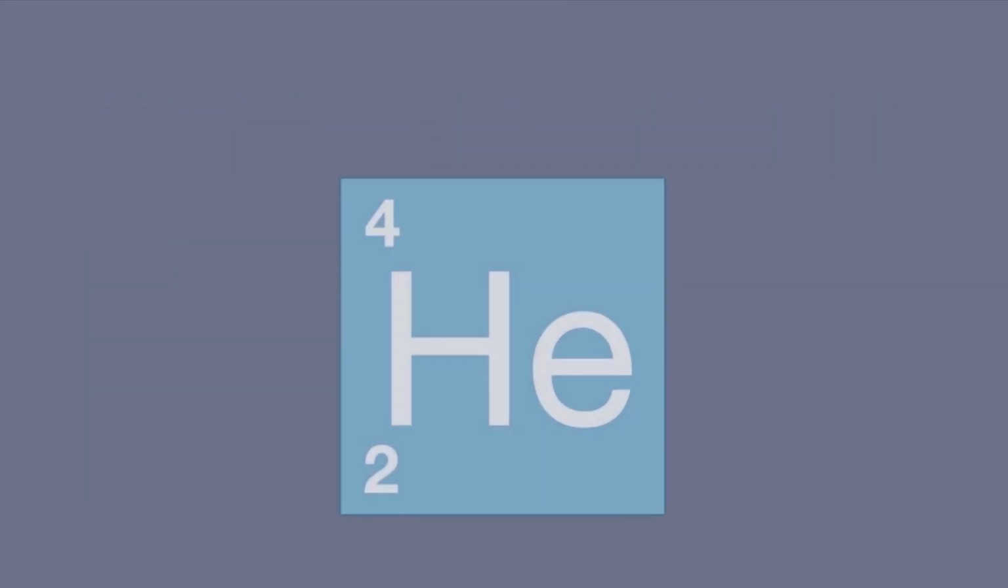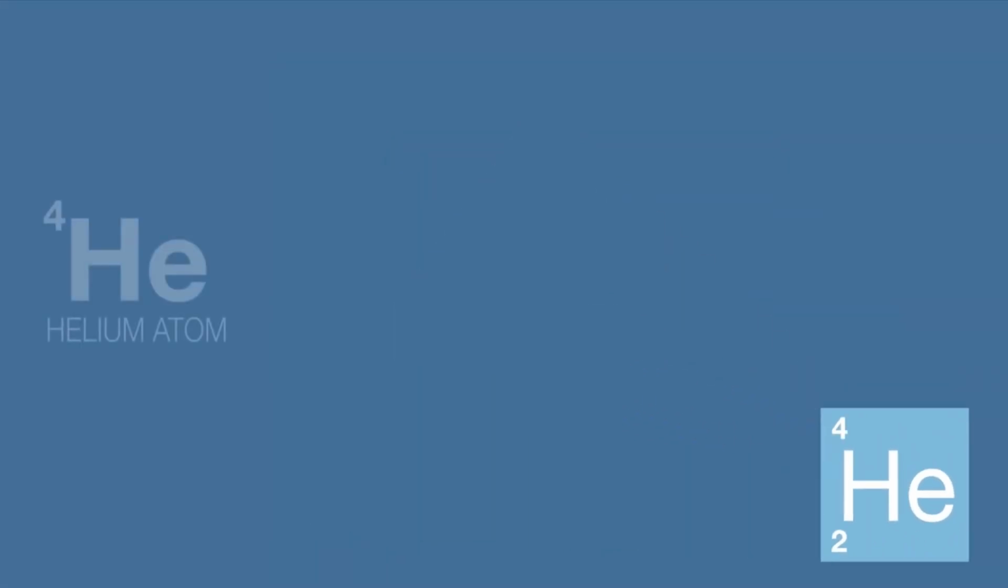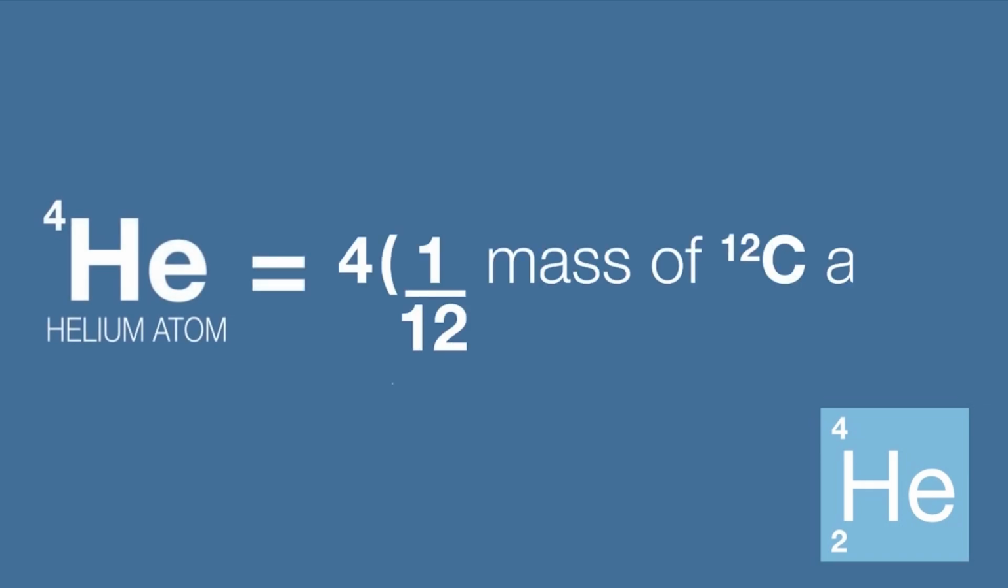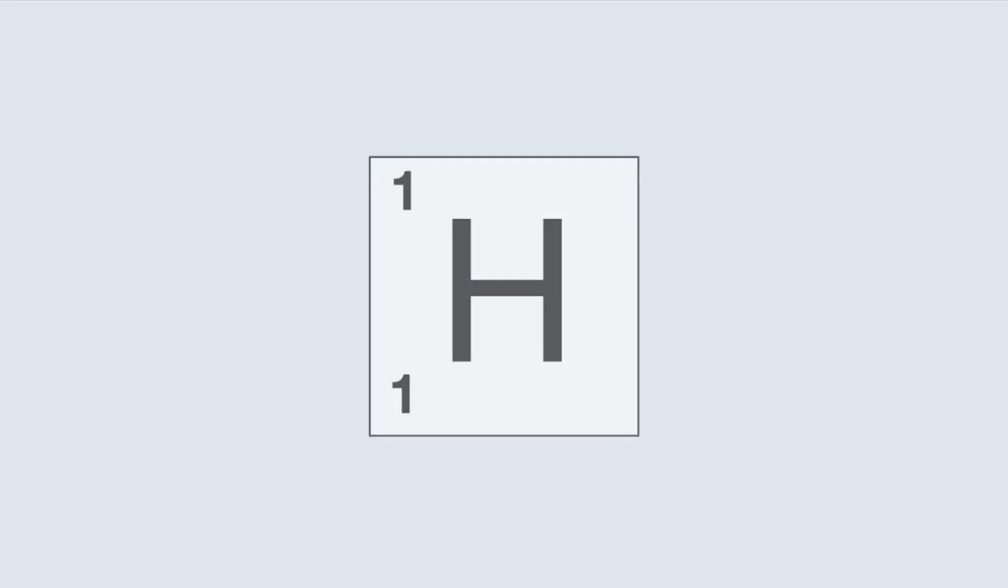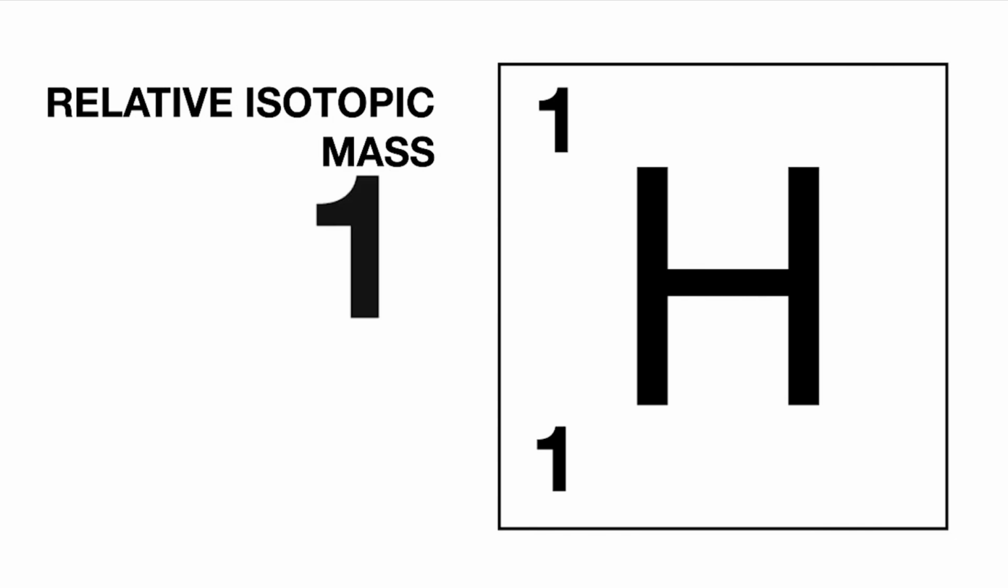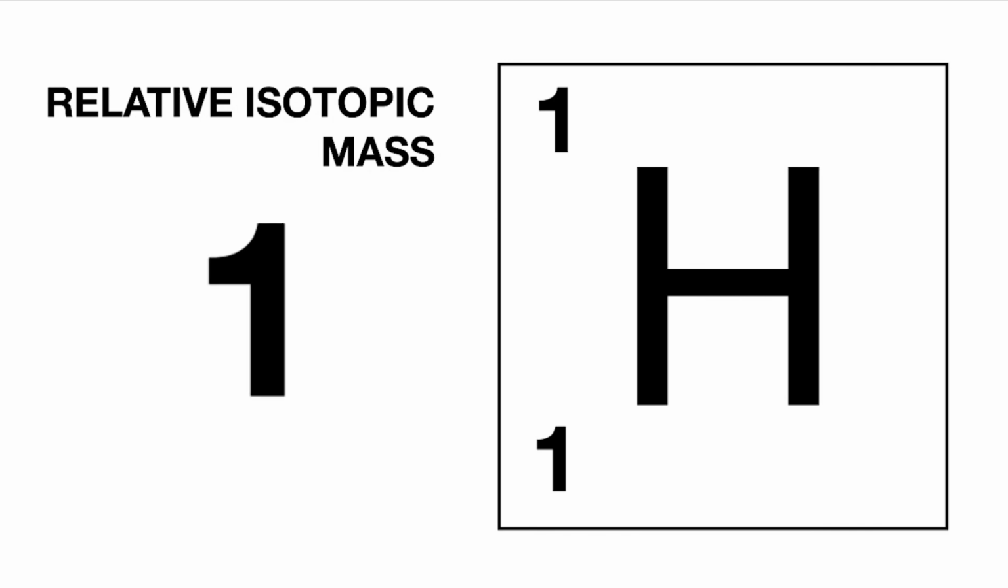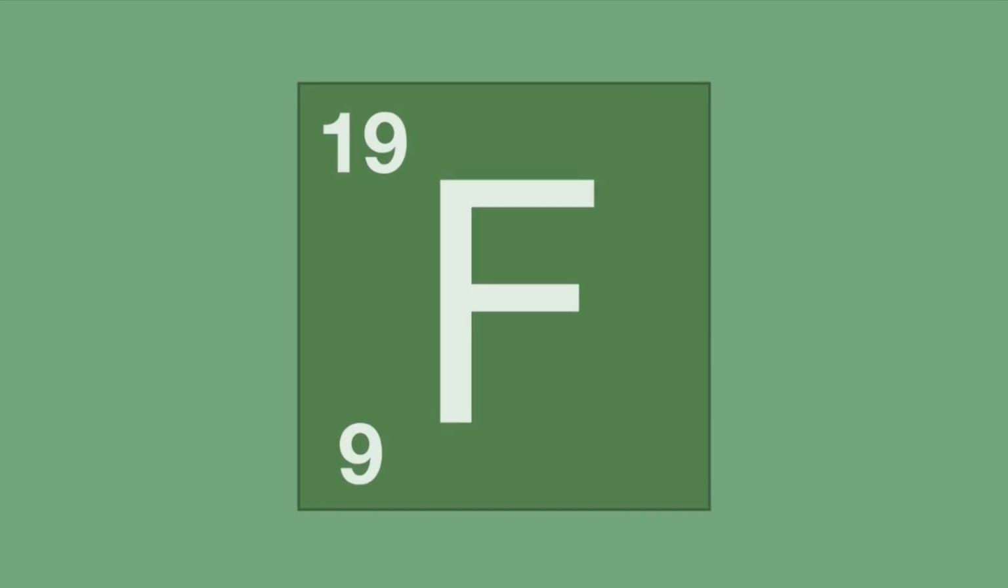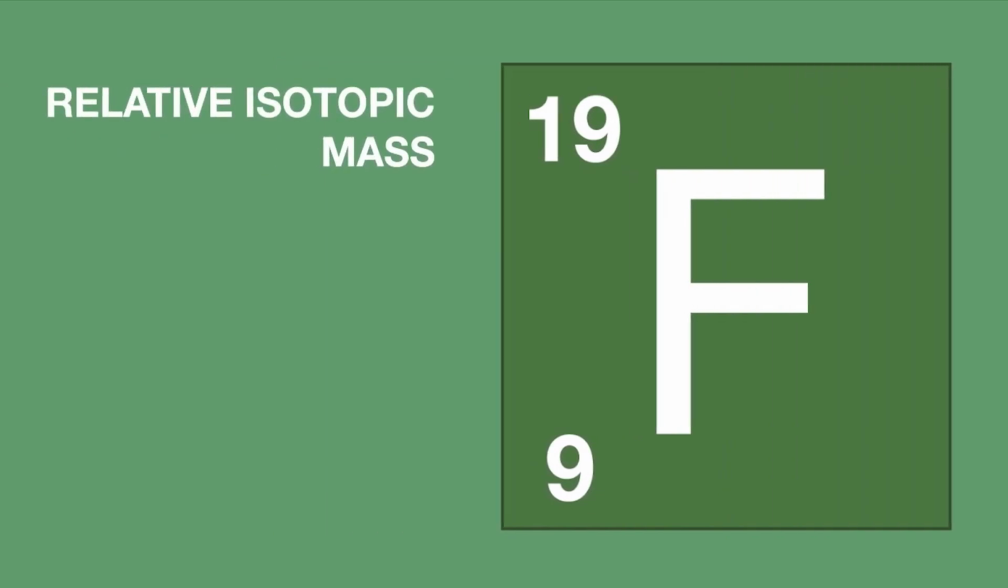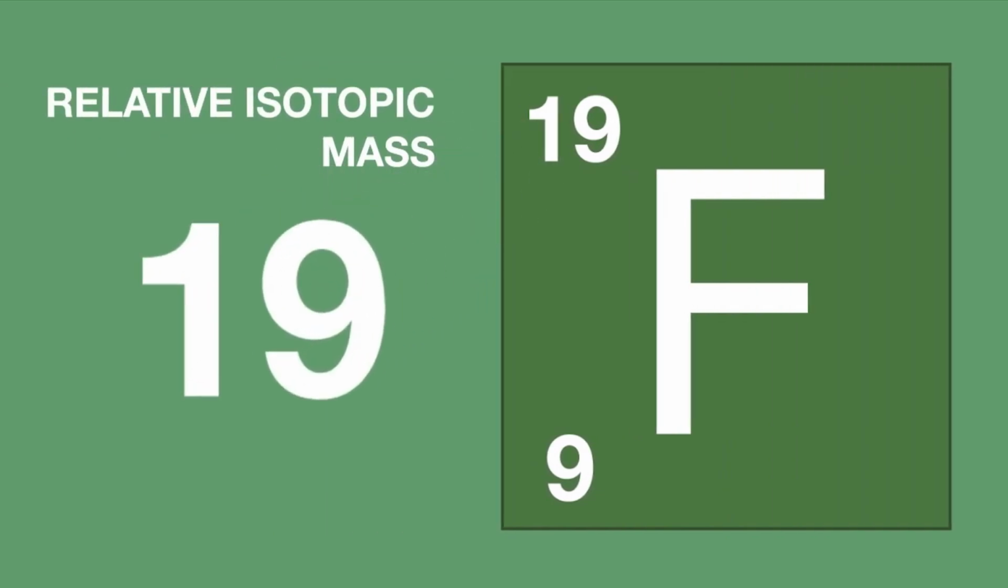Our earlier example of helium had an atomic mass of 4. This means that the helium atom has a mass of 4 times 1/12 of the mass of a carbon-12 atom. Of course, it's far easier to write this as 4. Following this rule, a hydrogen atom has a relative isotopic mass of 1, and a fluorine atom has a relative mass of 19. Now it's your turn.